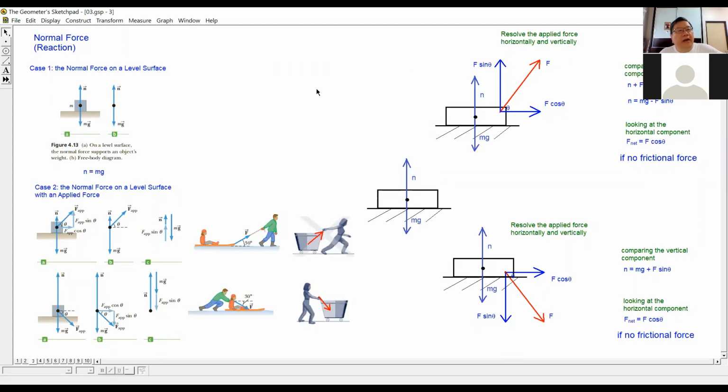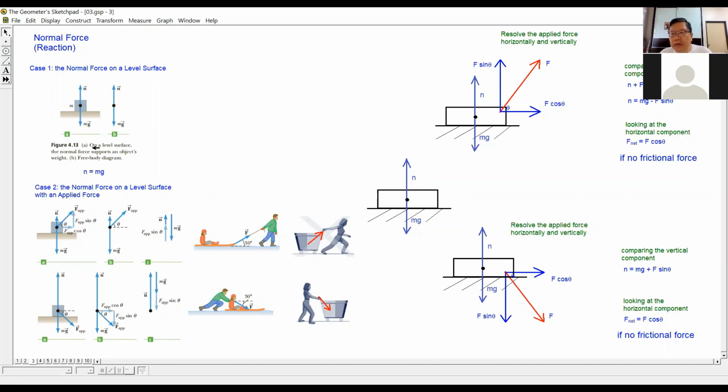In our last lesson, we learned about the normal force. Sometimes we call it normal reaction. It is the reaction of the surface on the object. It comes about due to the support given by the surface. The surface will give you a support, and that support is a normal reaction. In some books they call it N, some books they call it R. Both of them are the same, normal reaction or normal force.